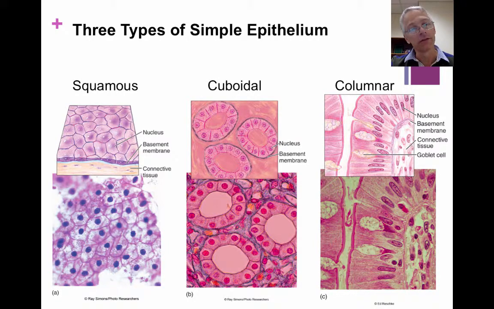Simple is one layer of cells, and luckily the names of these three types of cells, simple squamous, simple cuboidal, and simple columnar, those names pretty much tell you what the cells are like. Squamous or squat, squashed cells. So that's pretty easy to remember. They're flattened cells. Cuboidal cells are kind of cube-shaped or kind of square. And then columnar are kind of column-shaped cells.